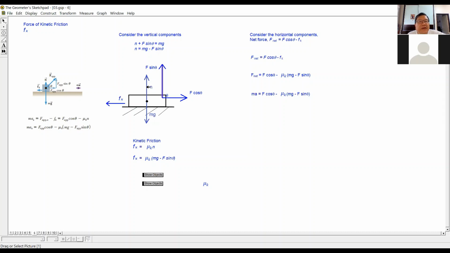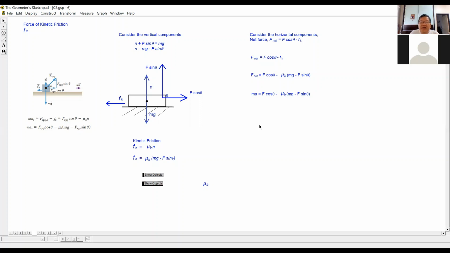Can you name them? This one is F sine theta. It is one. This is the pulling force. Any more other than this one? And the N, yes. Any more vertical one? One more? Mg. So these are the three vertical components acting on the object.